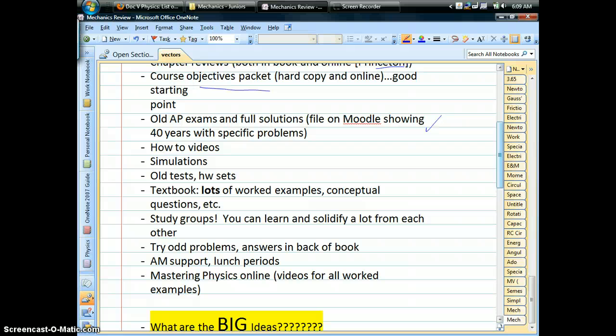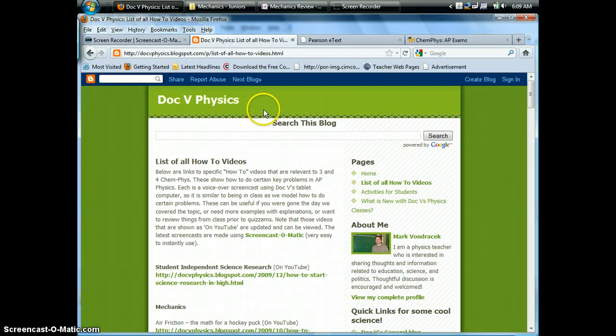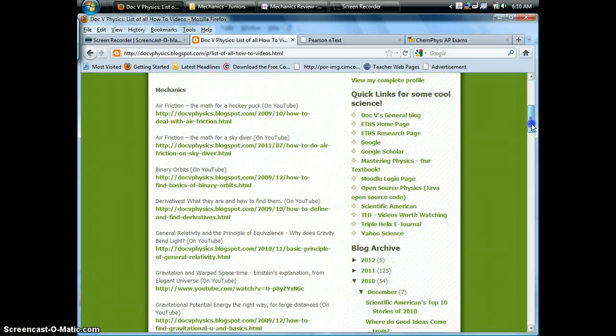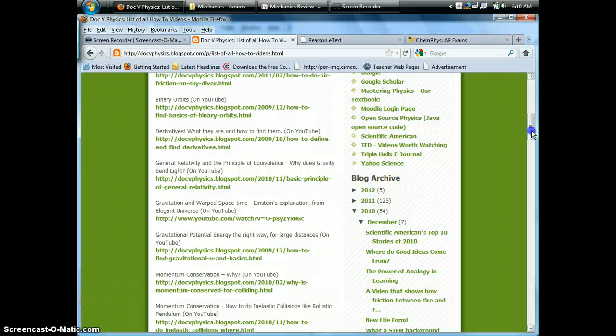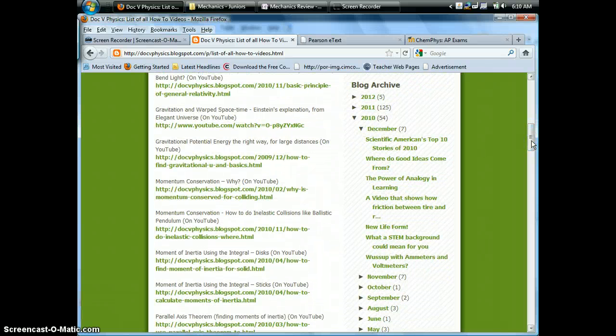How-to videos. Those are the ones, if you look on the class blog, on the right-hand side there's this list of all how-to videos. I'll probably be putting some more up over the next few days. But lots of things: the derivations for air friction, orbits and binary orbits in particular, how to do derivatives, things like different videos for gravity, how to handle that.